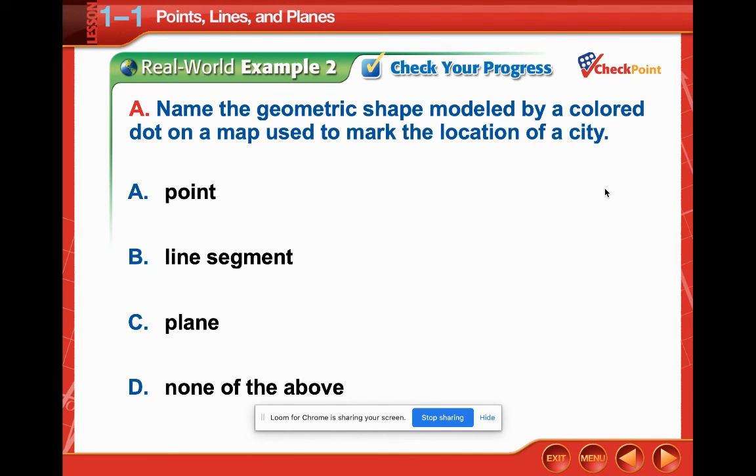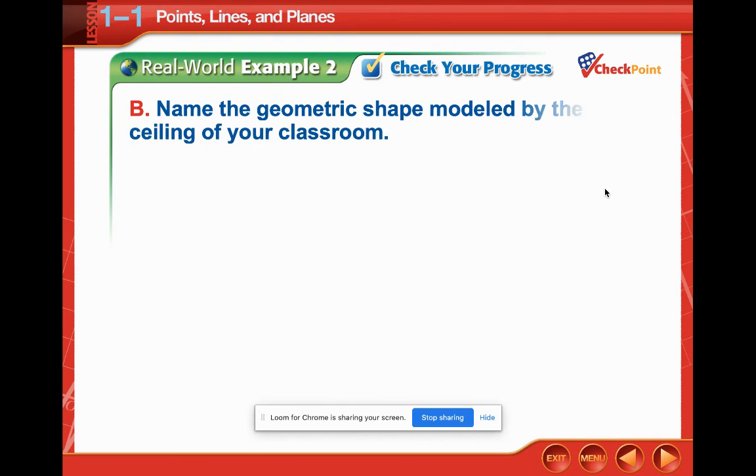All right. So it's a colored dot. And anytime you see a dot, you got to know it's a point. It's just signifying one small part. It's not a line. You know, cities are not lines, and it's not a plane, right? Because a plane is flat. So the map itself, you could call a plane.